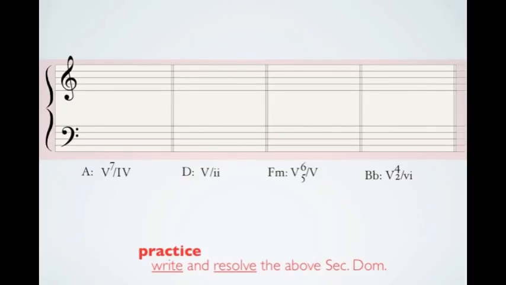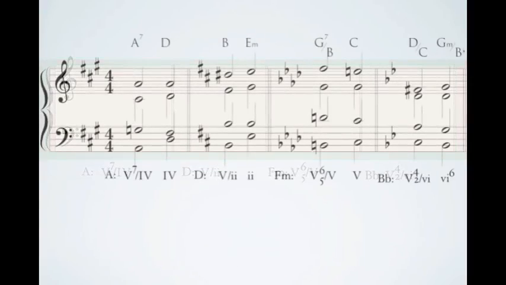Practice. Write and resolve the above secondary dominant progressions. Each one should have 2 chords, the secondary dominant and the chord to which it's resolving. Again, what is most important is not the voicing, but that you resolved the right notes correctly.